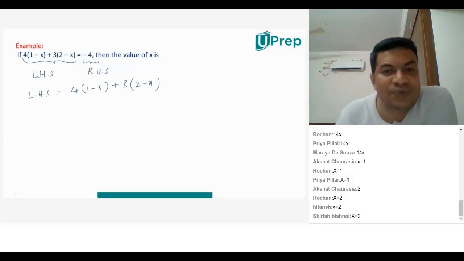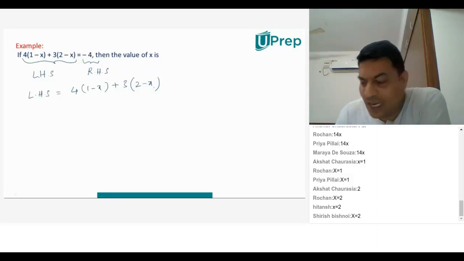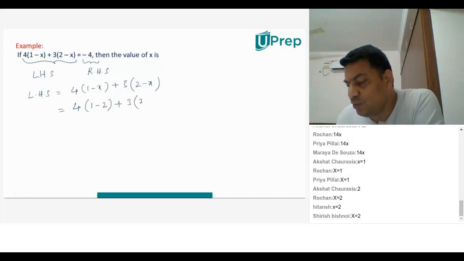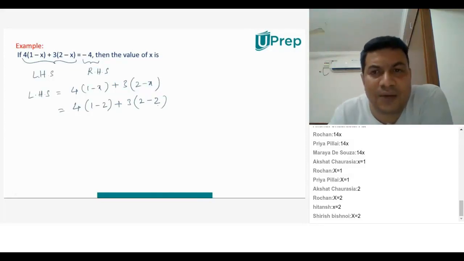I'm just verifying whether the answer given by Hitansh, Roshan, and the rest of them is correct. How do I check? They said the answer is 2, so I'm checking whether 2 is correct or not. When I put x is equal to 2 here, it's 4 into 1 minus 2 plus 3 into 2 minus 2. So I'm just substituting the value of x is equal to 2 to check whether it's a right answer or wrong.